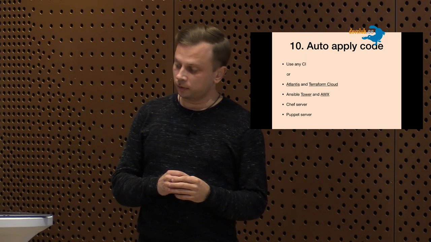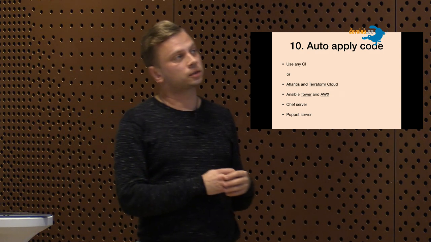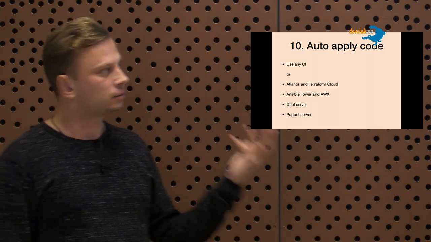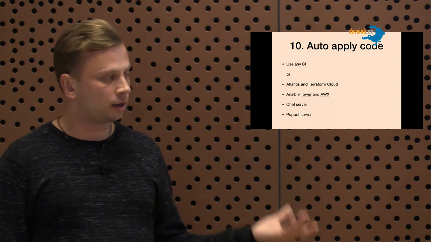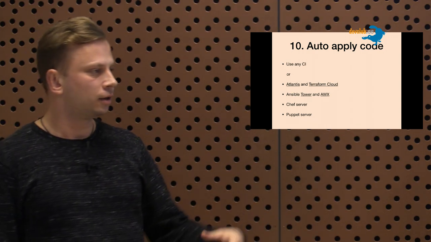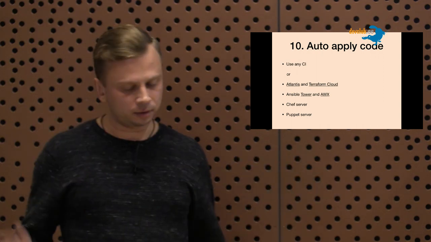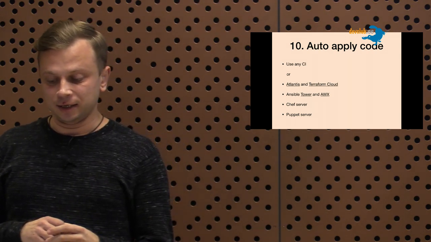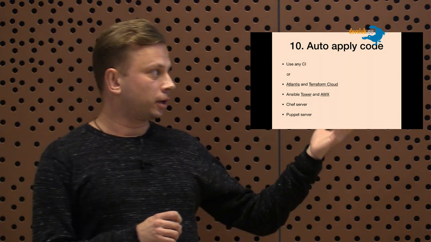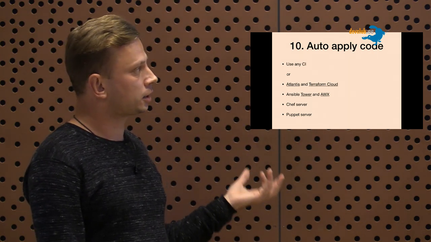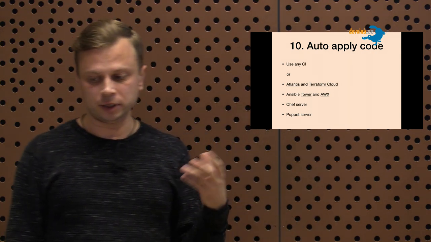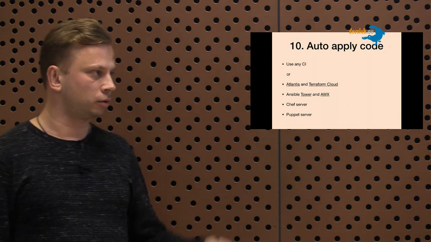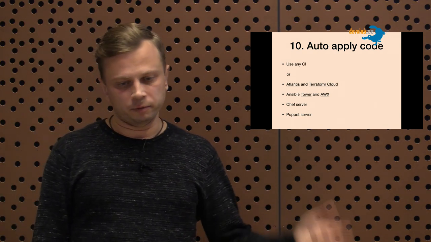So after the previous step, you can ensure that your code is good and doesn't break everything, like burn till the end. And I think after that, you can apply this code automatically using any CI you like. For example, if you merge your merge request, then this code can be applied automatically to dev, staging, or even production environment.